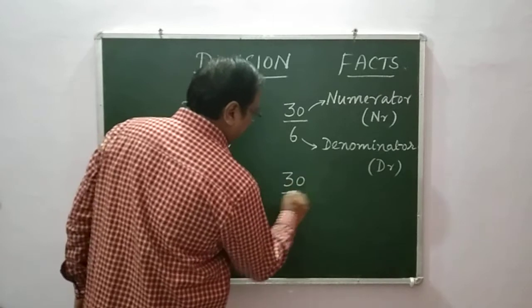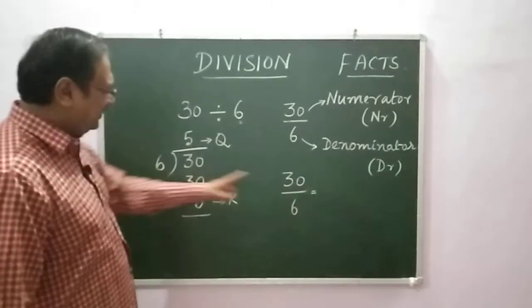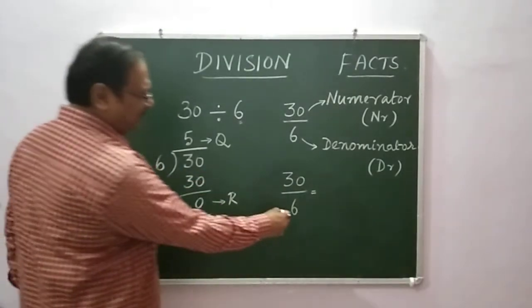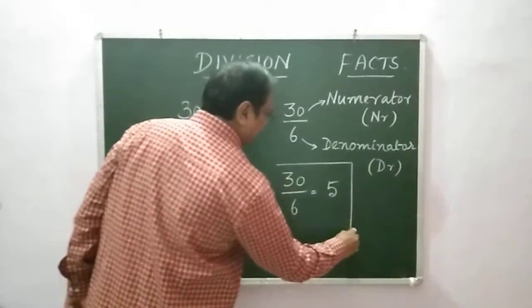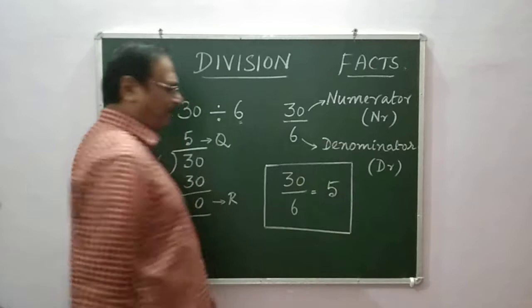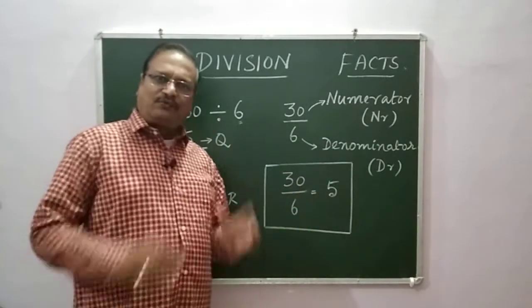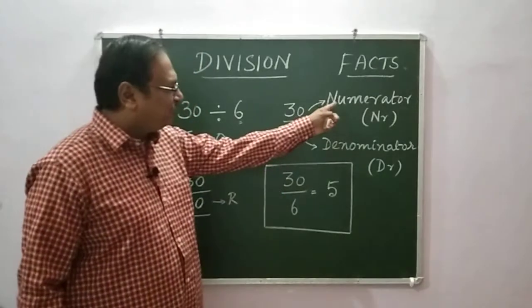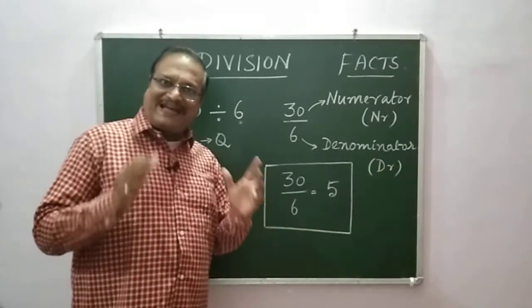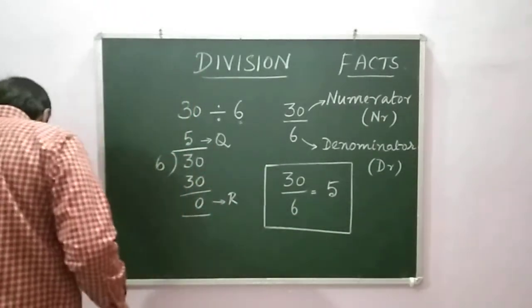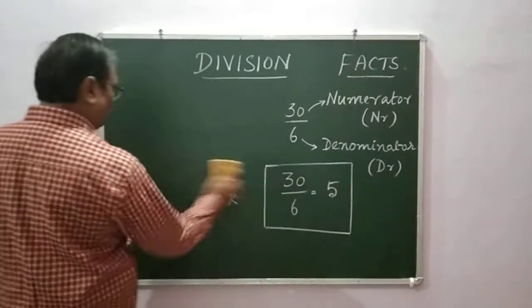So, I am going to solve this problem now. 30 divided by 6 is equal to how much? I told the multiplication table till 5, so this is very important. 30 divided by 6 is equal to 5. 30 is the numerator and 6 is the denominator and 5 is the answer. Right. Let me take another problem now.